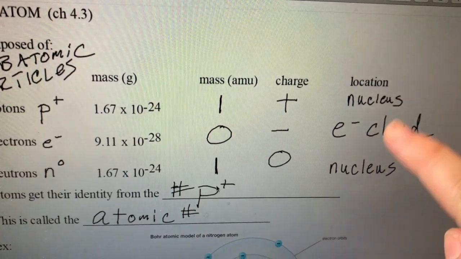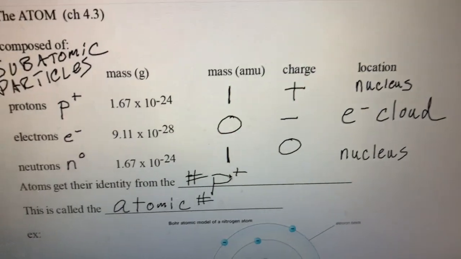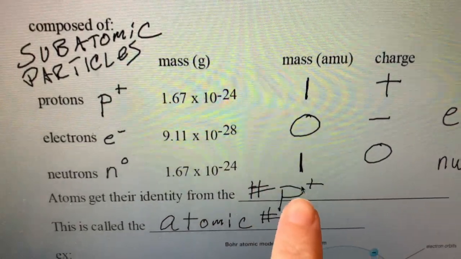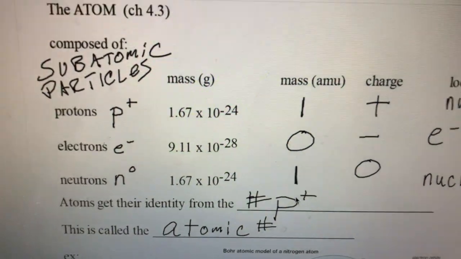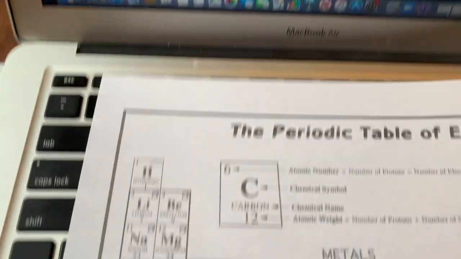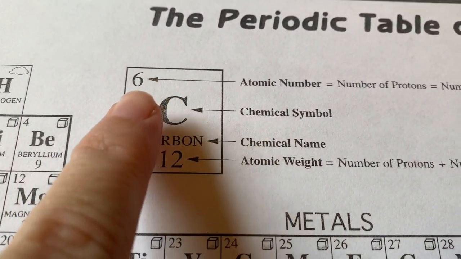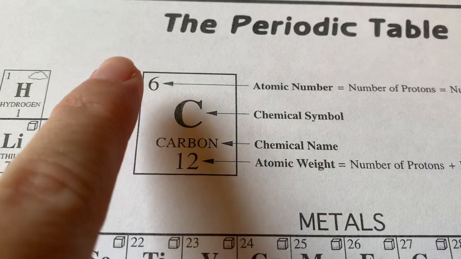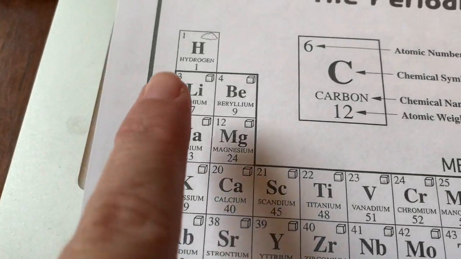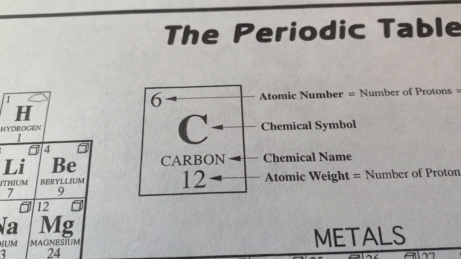Here's where we find them, protons and neutrons in our nucleus. Electrons are surrounding that nucleus in what we call the electron cloud. Atoms get their identity from their number of protons, and we call this the atomic number. I'm just going to bring out your periodic table here for a moment. Right here on any periodic table, at the top, you are going to see a whole number. It's always at the top, and if you notice, the periodic table is arranged 1, 2, 3, 4 by that atomic number, and that represents your number of protons.